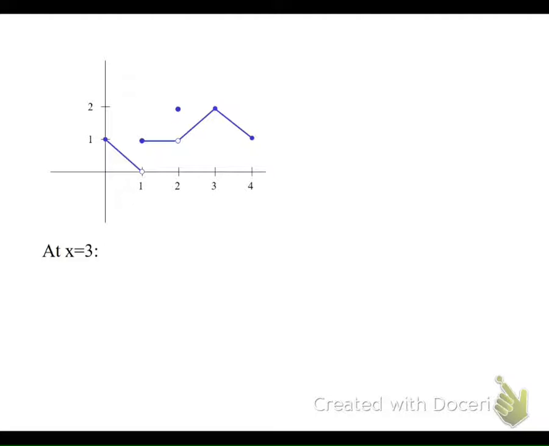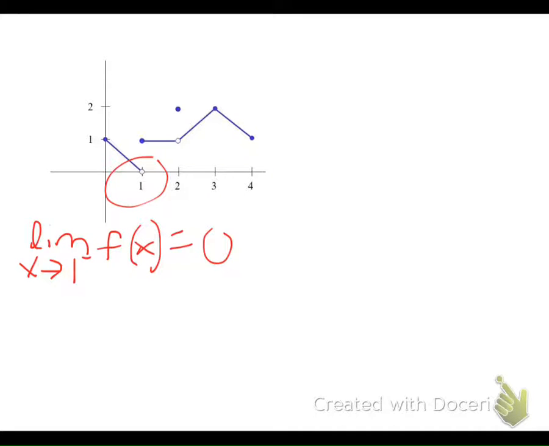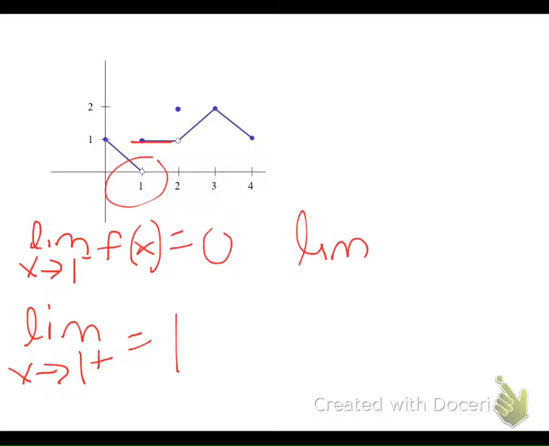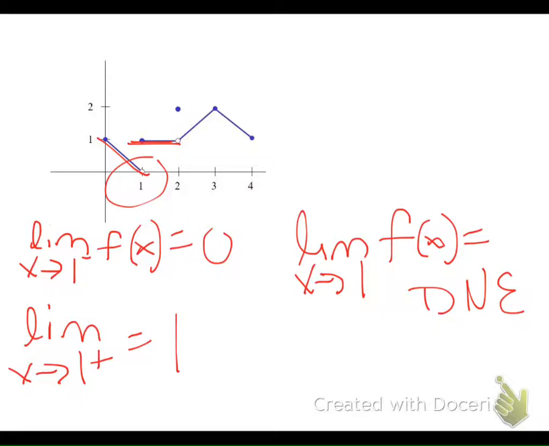Okay, one more time just to make sure you got it. Here we go, a whole bunch of high-speed questions. Okay, high speed. Limit as x approaches 1 from the left would be 0. Okay, the limit as x approaches 1 from the right would be 1. The limit as x approaches 1 overall would be DNE, because the left and the right aren't the same.